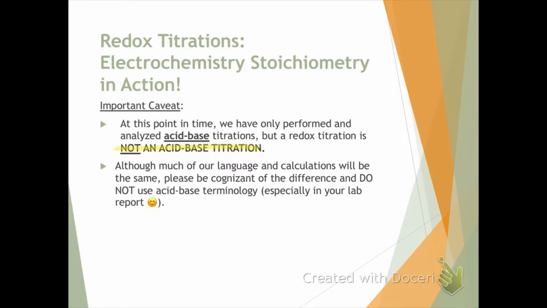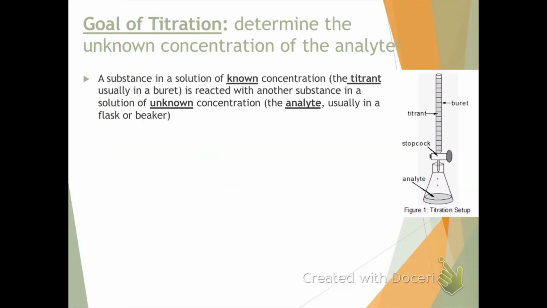We do have a similar goal in mind, but it is a little bit different, and we do need to be careful that we are not using acid-base terminology, so keep that in mind as we go through this and when you reach your formal lab report. It's still a titration. The goal of the titration is still to determine the unknown concentration of the analyte.